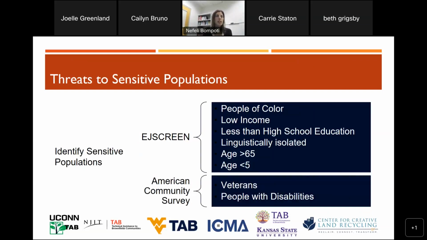Now, with respect to the community need, we talked about the financial part, right? Now we have to talk about the threats to sensitive populations. First of all, when we talk about sensitive populations, we have to say, okay, do we have sensitive populations within our target area? So sensitive populations, we consider, for example, people of color, minorities, low-income populations, of course seniors, children, but you can also expand this to veterans, to people with disabilities. And how to find this data? Essentially, EJScreen has a wealth of information with respect to those parameters, but also the American Community Survey, you can definitely find information on veterans and people with disabilities. Next slide, please.